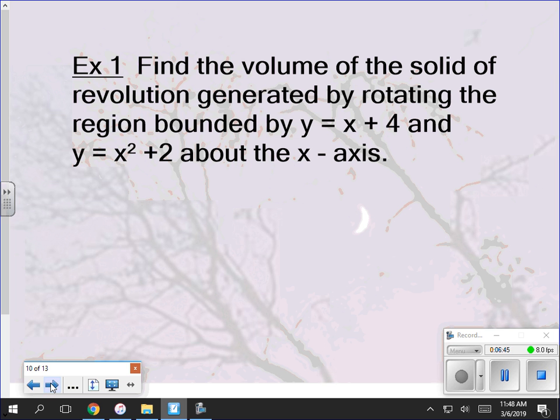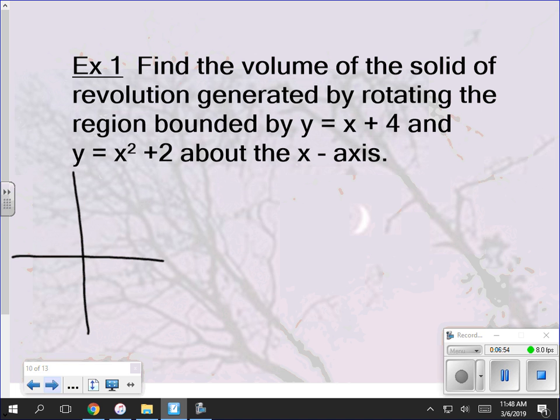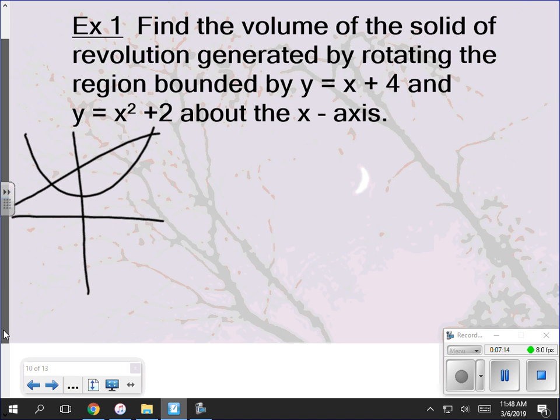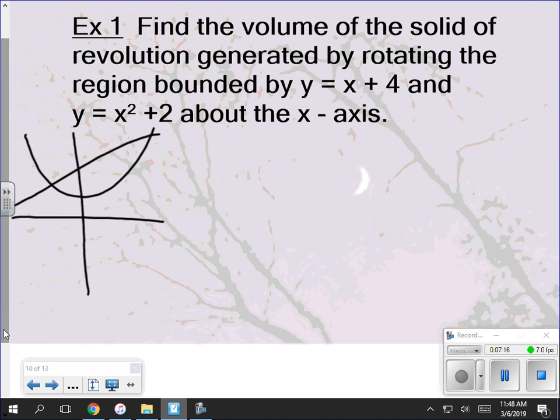So let's go back and do the problem that we were talking about. Okay. So we have x squared plus 2 crossed by the line y equals x plus 4. And we want to revolve that around, and we want to figure out what that volume is. So we have the formula: the integral from a to b of pi times big R squared minus little r squared.